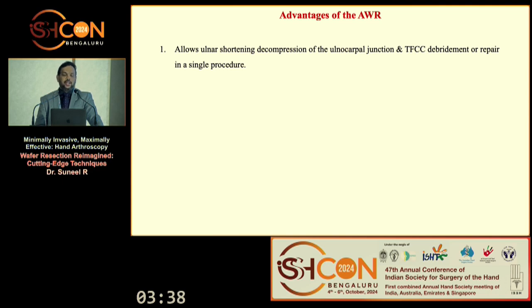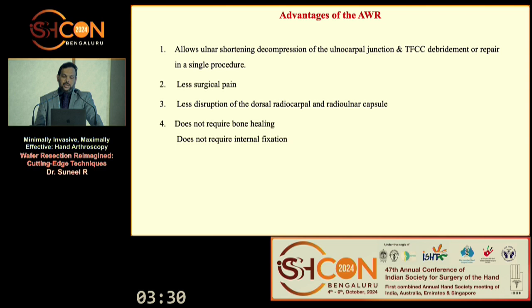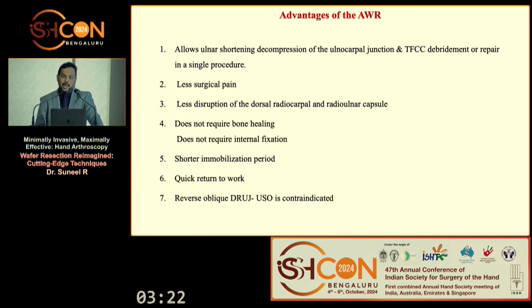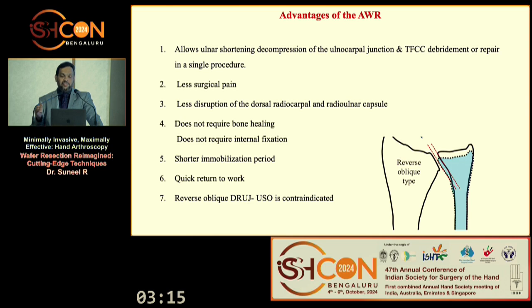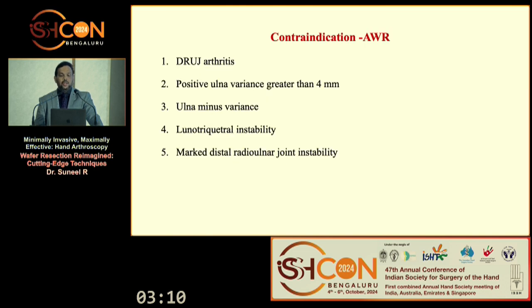So advantages of this are: it allows decompression as well as debridement and repair in a single procedure, less surgical pain, less disruption of soft tissues, does not require bone healing or internal fixation or implant removal like your ulnar shortening osteotomy, shorter immobilization, quick return to work. And one indication specific for this, if you have a reverse oblique configuration of your distal radial ulnar joint where the ulnar shortening is contraindicated, arthroscopic wafer is one procedure which would actually help to some extent within the limits of 4 millimeters. Contraindications for this procedure: any arthritis, any variance more than 4, a minus variance to some extent, any instability pattern on the ulnar side.